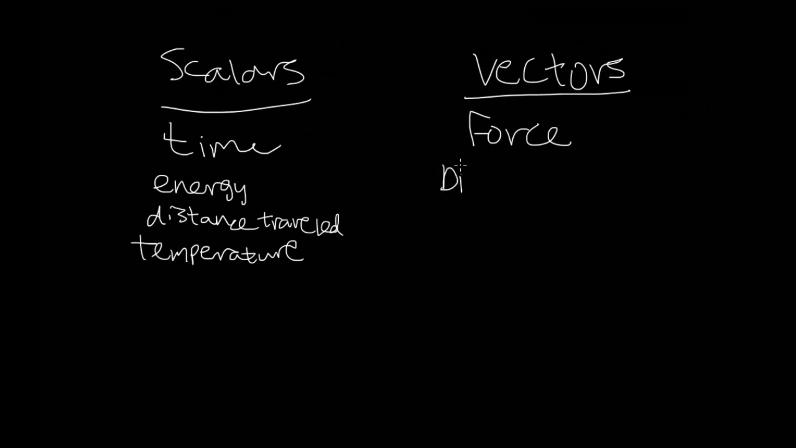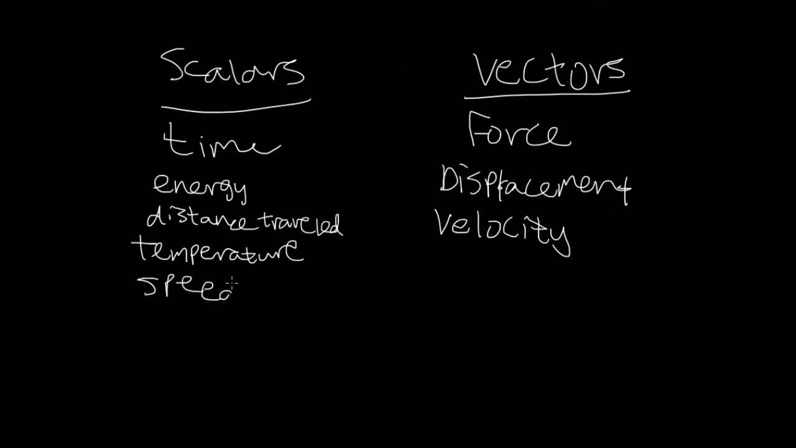Another example is displacement, as we talked about, being the vector version of the distance traveled, because it has both magnitude and direction. Velocity is another example of a vector, but speed would be a scalar. So speed could be, say, 10 meters per second, whereas velocity would be 10 meters per second to the right or to the left. So we have a sense of direction along with velocity.